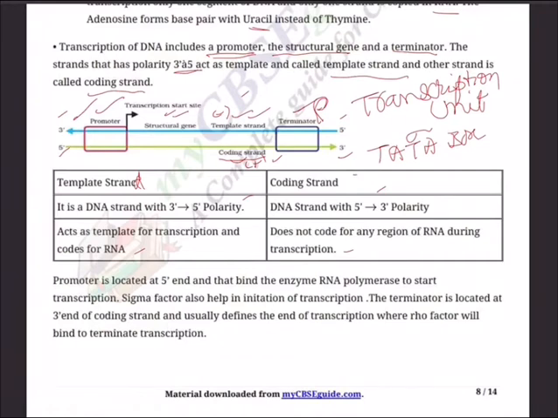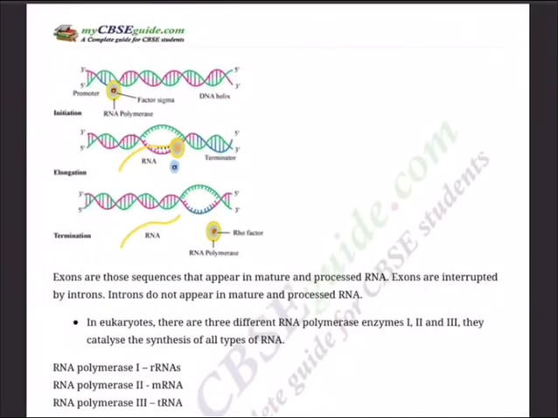The promoter is located at the 5' end and binds the enzyme RNA polymerase to start transcription. Just now I said the sigma factor also helps in the initiation of transcription. The terminator is located at the 3' end of the coding strand and usually defines the end of transcription, where Rho factor will bind to terminate transcription. Now this is how we can draw the diagram.